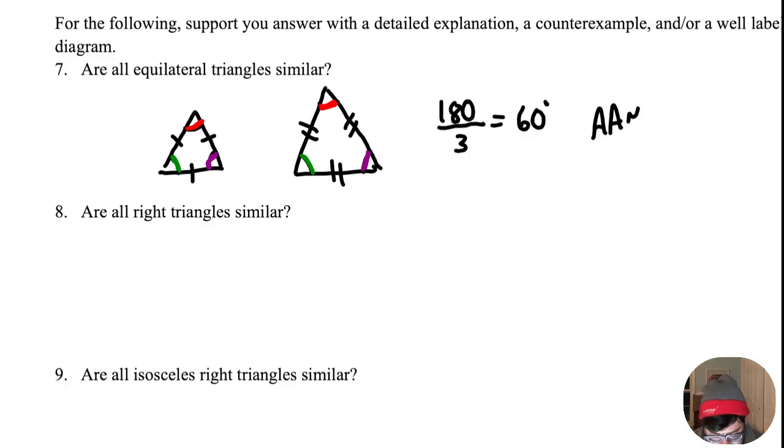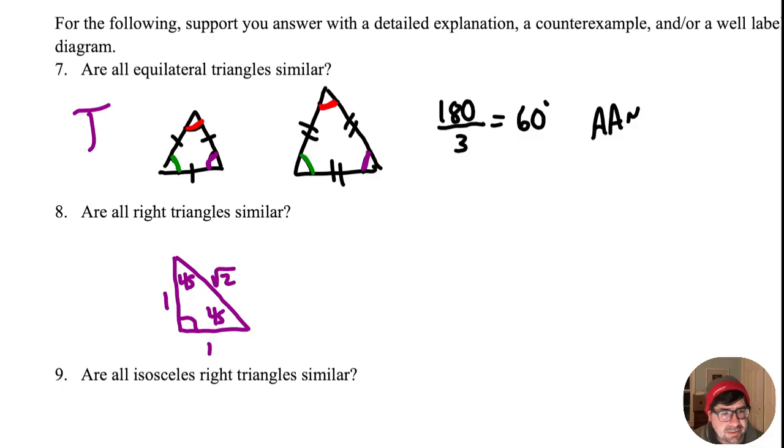Okay, what about the second one? So we write true in the first one. And the second one says, are all right triangles similar? So let me try to think about this. All right, so one case, classic case of a right triangle is a 45, 45, 90, which has 1, 1, radical 2 for the sides. For the Pythagorean theorem, you could figure that out.